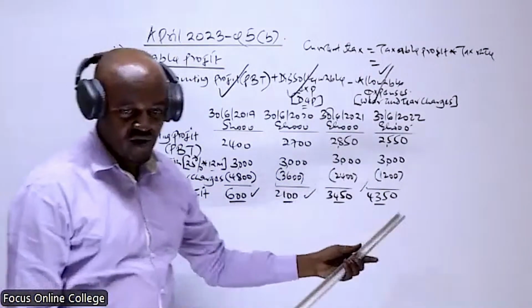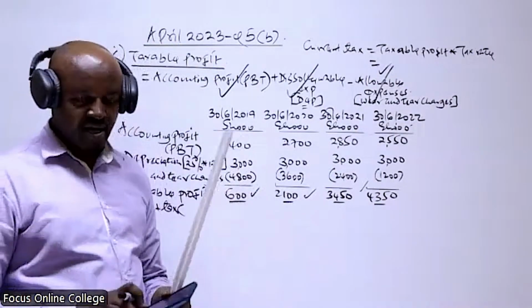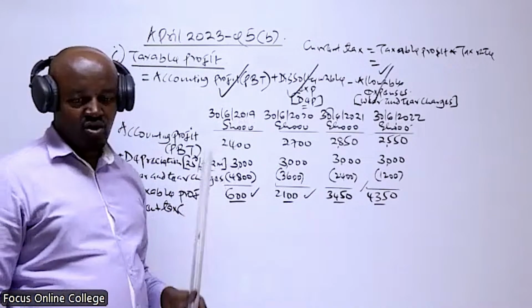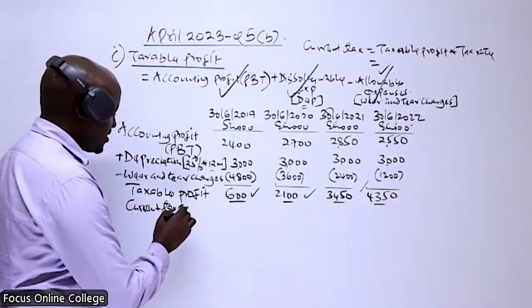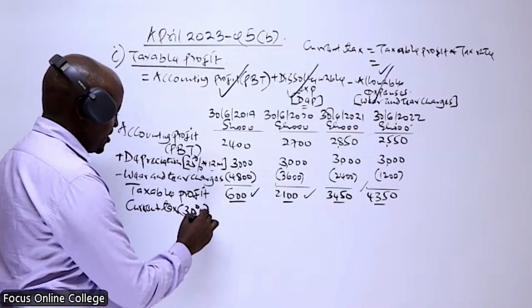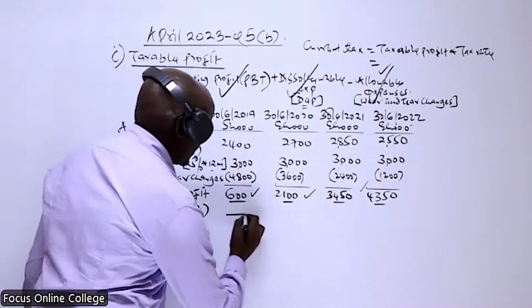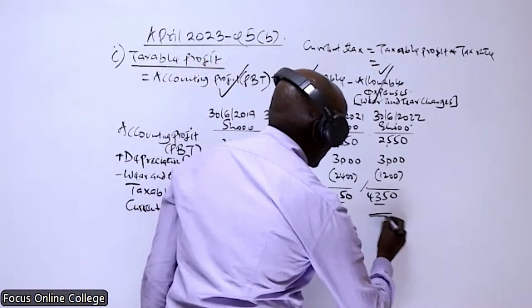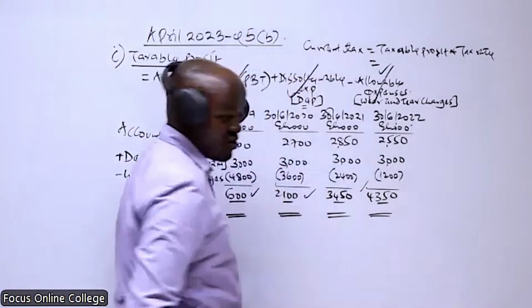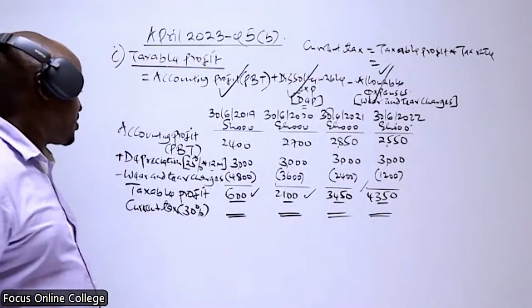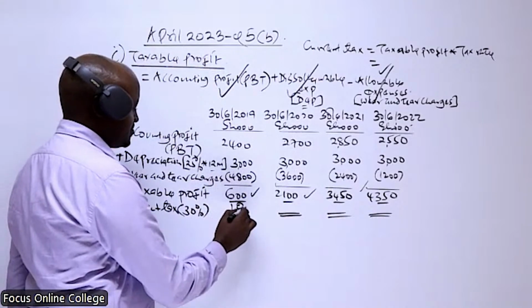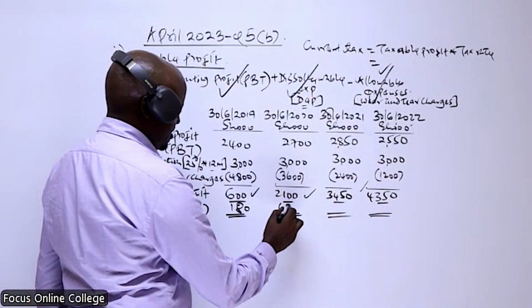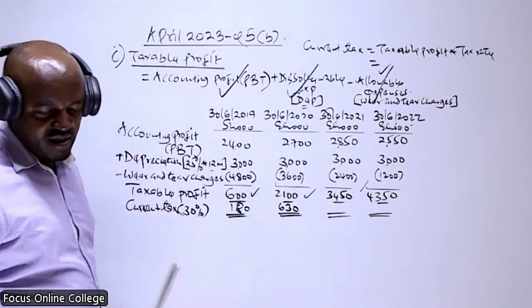So, if you go back to our question here, in the last paragraph, we are given the corporate tax rate. The corporate tax rate we are told is 30%. So the current tax, remember, is the actual tax which the company was supposed to pay. So can we compute this one as 30% of this one? So this one will be 180. This one will be 630.